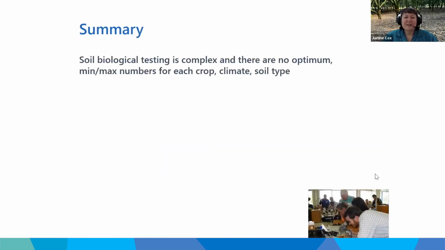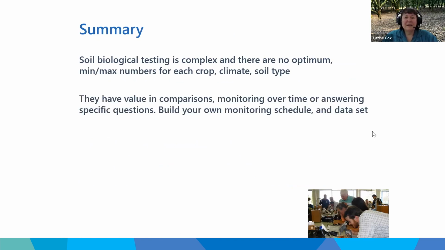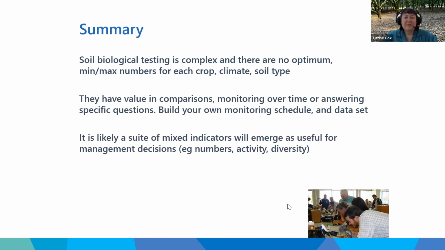So just to summarise, soil biology testing is complex and there are no optimum or min-max numbers for each crop, climate, soil type, because imagine Australia is so diverse. But they have value in comparisons or monitoring over time or answering specific questions. So build your own monitoring schedule and then you'll build your own data set. And it's likely that a suite of mixed indicators will emerge as useful for management decisions. It might be a combination of something which tells you about numbers, something that tells you a bit about activity, and something that tells you a bit about diversity. So keep involved, keep on the cutting edge, and keep getting dirty.